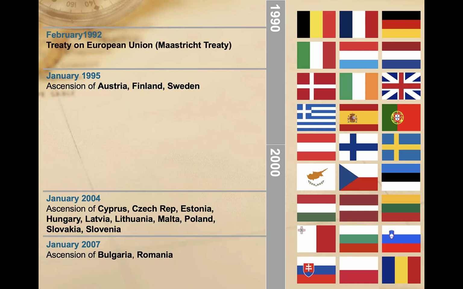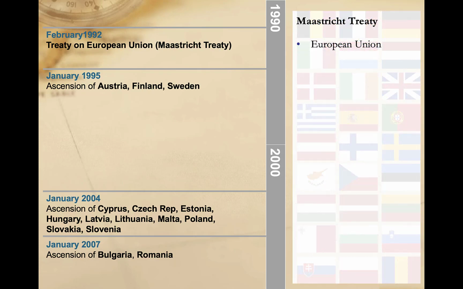In February of 1992, the Maastricht Treaty, or more formally, the Treaty on European Union, was concluded. The treaty formally established the European Union as we know it today. The Maastricht Treaty officially created the European Union and established its three pillars, which divided the relative powers of the European Union and its member states.